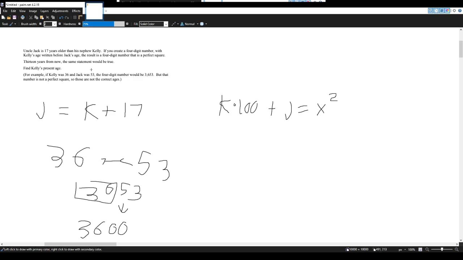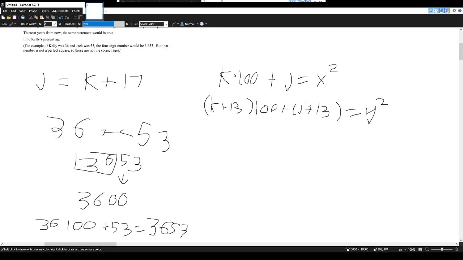So now 13 years from now, the same statement would be true. So 13 years, that's the equivalent of just adding 13 to both ages, right? So let's try K plus 13 times 100 plus J plus 13, right? That's also going to be a perfect square, but it's not going to be the same perfect square. So let's call this Y squared. All right, so now we have these two expressions.